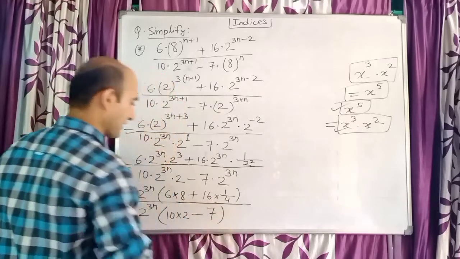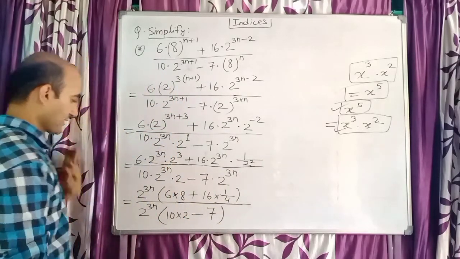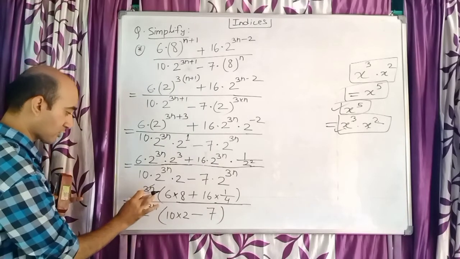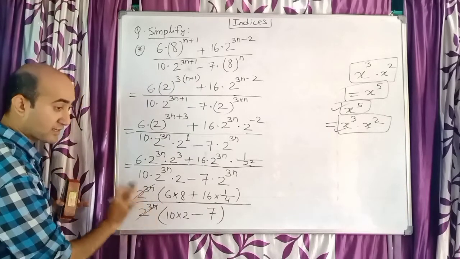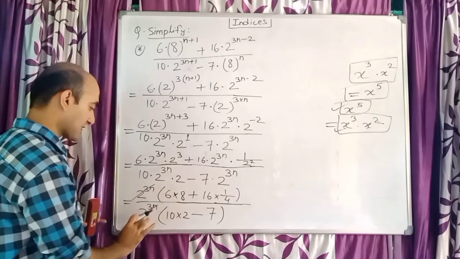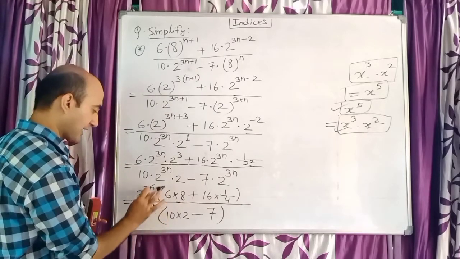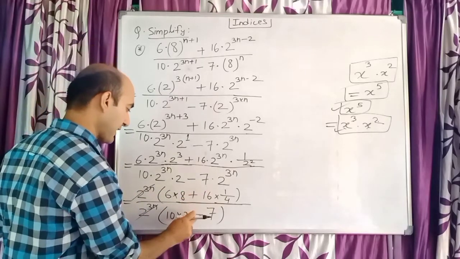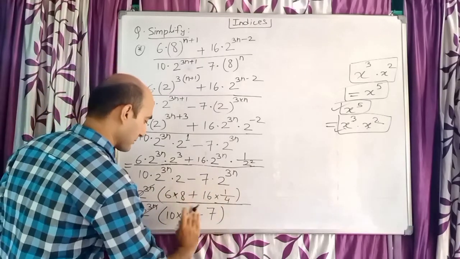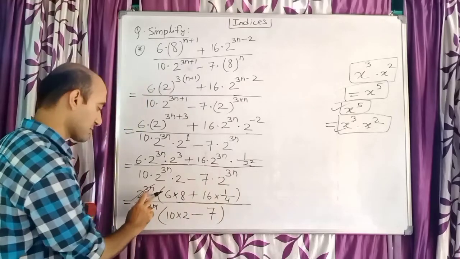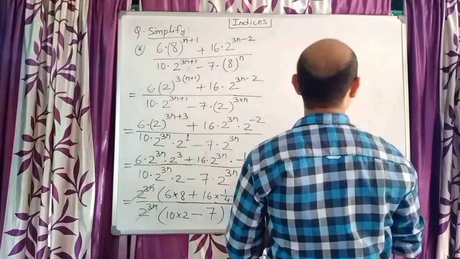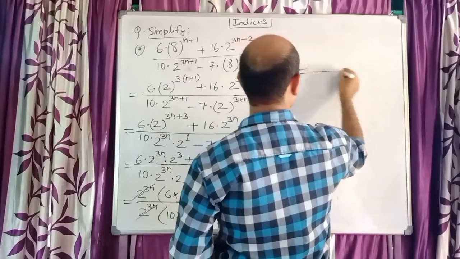Now you see 2^(3n) in the numerator and 2^(3n) in the denominator; they will cancel because both are the same, and here the bracket means multiplication, so we can cancel. But when there is plus or minus in the middle, you cannot cancel these numbers. Here you can cancel because there is multiplication. So after cancellation, only the bracket work remains.